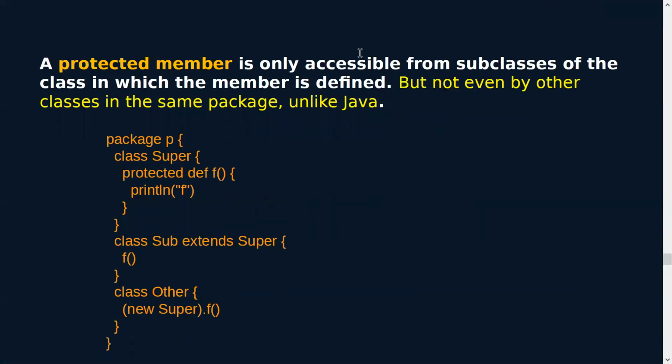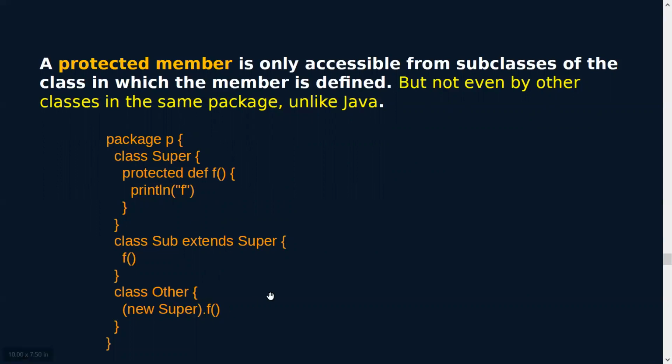Next, if you declare anything as protected, only they will be available in the subclasses of that class. Let's say I have a class super. Inside that, I have a function f with protected, and this f I can only access inside my subclass, which extends super.